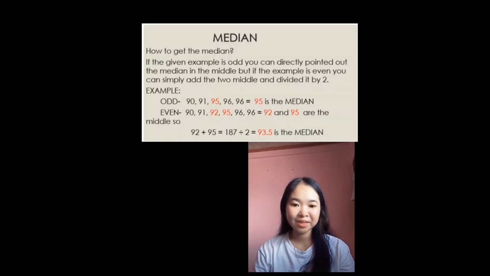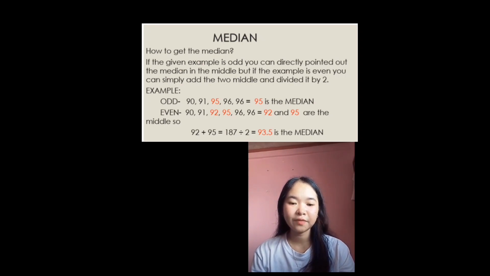Then second is how to get the median. So from the given example, which is 90, 91, 95, 96, and 96, we can directly say that the median is 95 because 5 is an odd number.